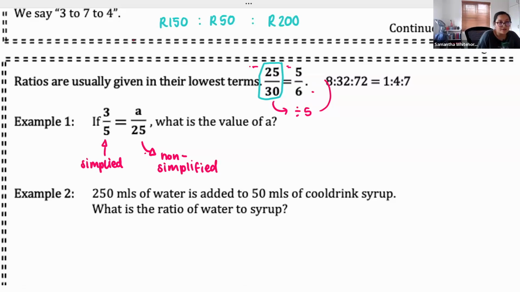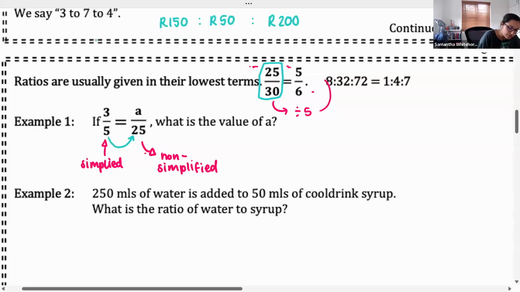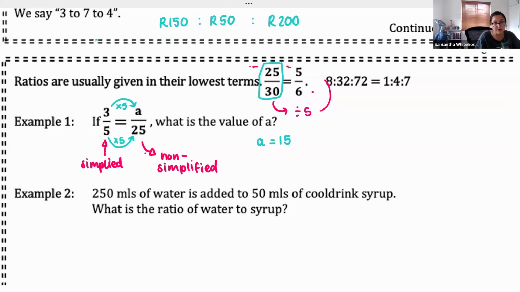Now, remember, there's always a relationship between your numbers when you're simplifying. In the 25/30 example, we divided everything by 5. Exactly, Bree. So the question is, what am I doing to go from 5 to 25? Well, I multiplied that by 5. Now, remember fractions, what you do to the denominator, you must do to the numerator. So I need to multiply that 3 by 5 as well. And so exactly, a is equal to 15.